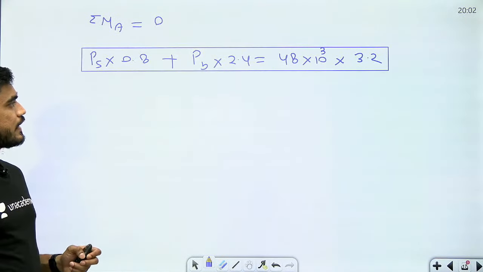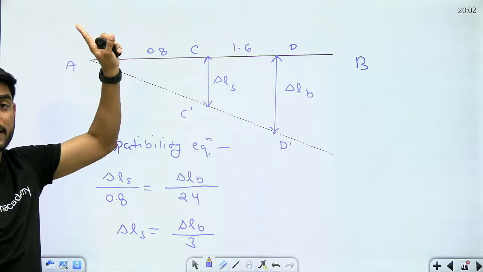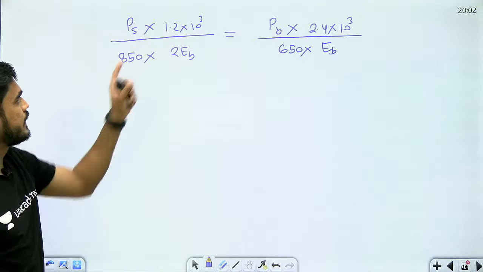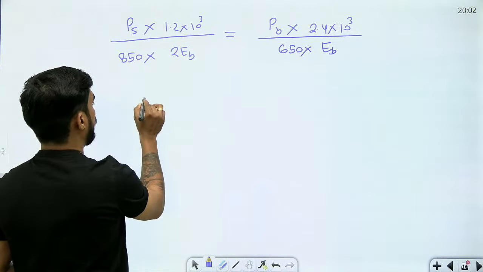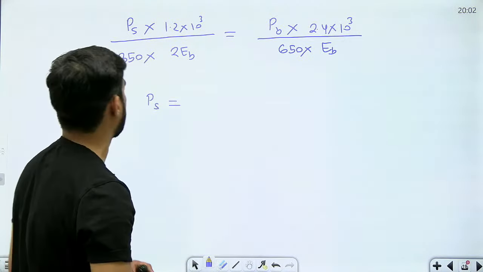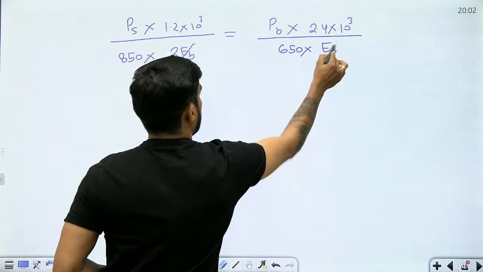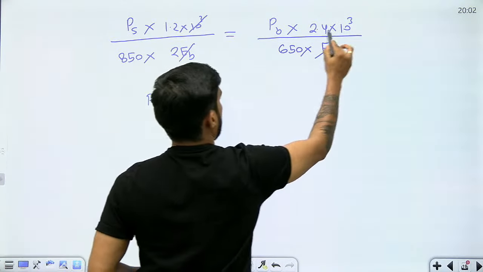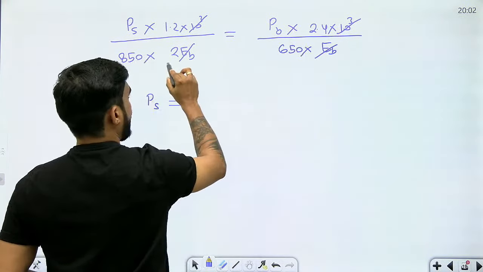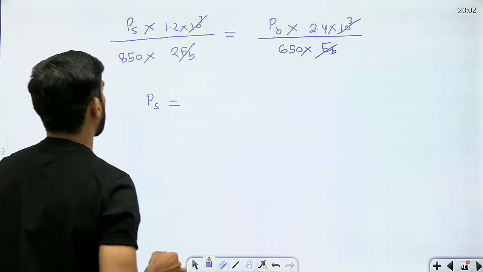So now beta, this thing is clear how I got the compatibility equation. Okay, now solve this equation and you will get the equation between PS and PB. आपको PS और PB के बीच में एक रिलेशन मिल जाएगा. तो ये EB गया, ये 10 to the power 3, ये 10 to the power 3 गया, 1.2 ये हो गया 2. ठीक है, तो ये 2 into 2 हो गया 4.